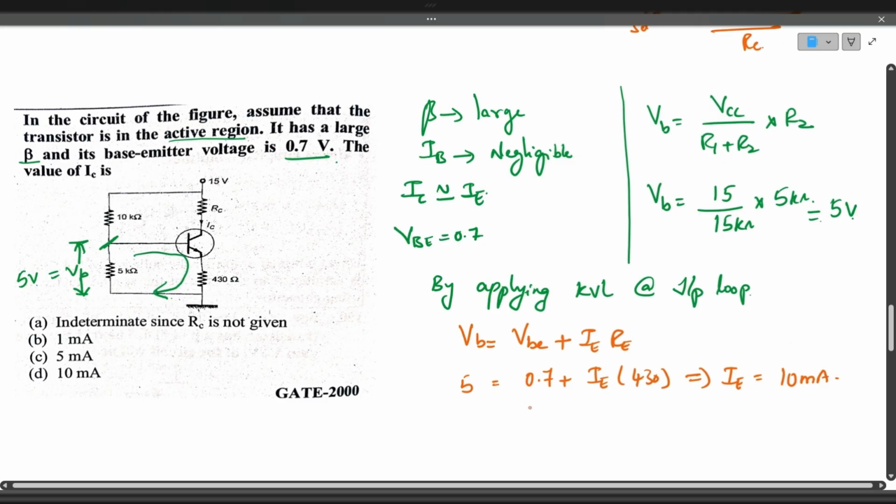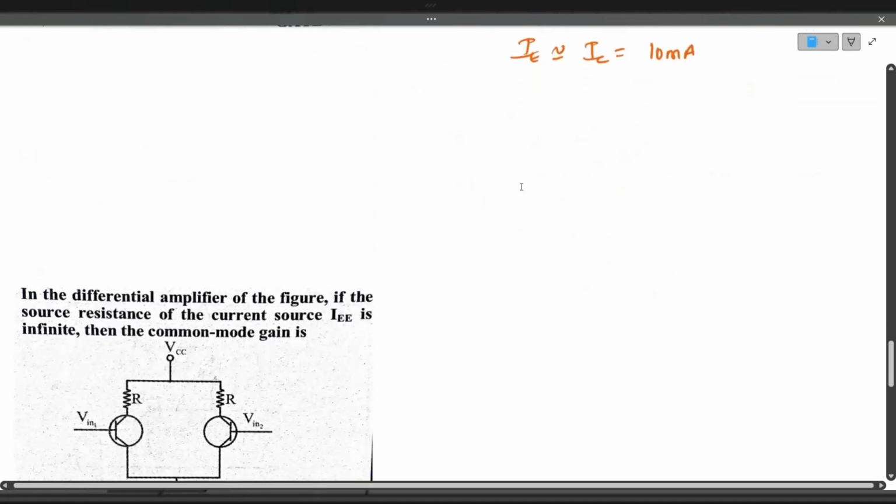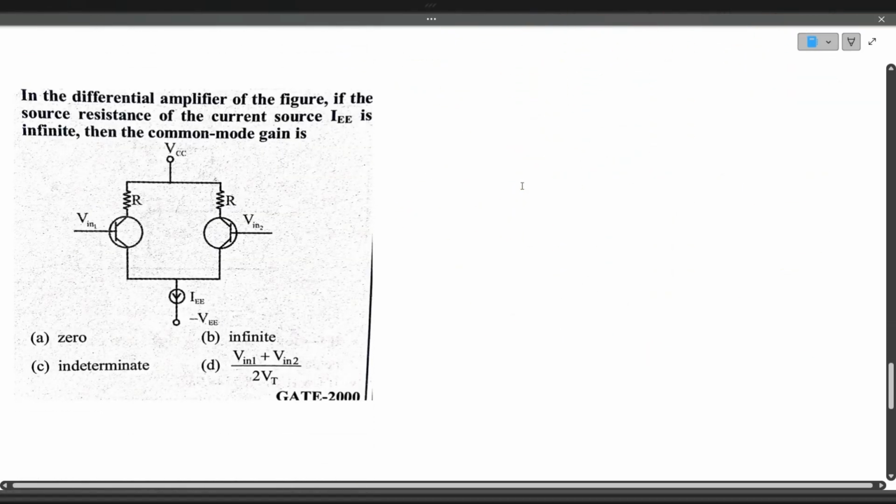Now the emitter current is nothing but it will be same as collector current. So 10 milliamps. Answer is option D. We'll see the next question.